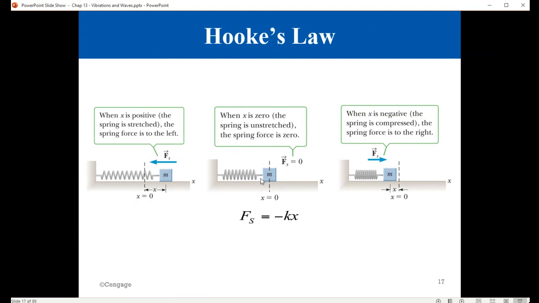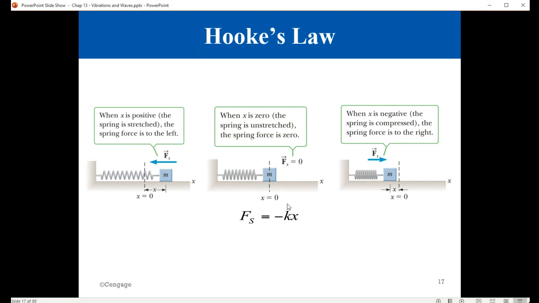Consider a spring on a horizontal surface like this, fixed at one end, and consider a mass m at the other end. For the sake of argument, at this point, we assume no friction between the spring and the surface, or between the mass and the surface. So when the spring is unstrained, relaxed, the change here, x, is 0, and the applied force is 0.